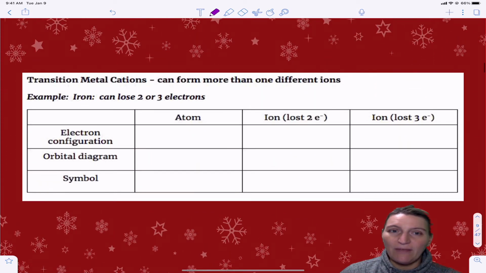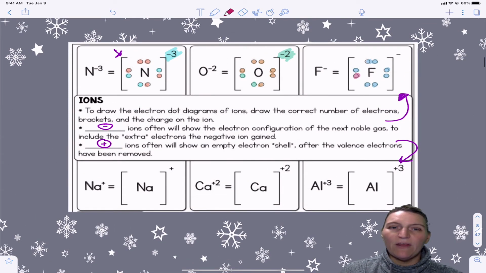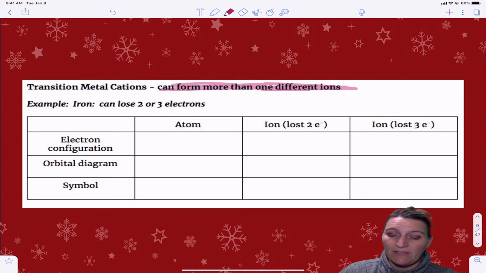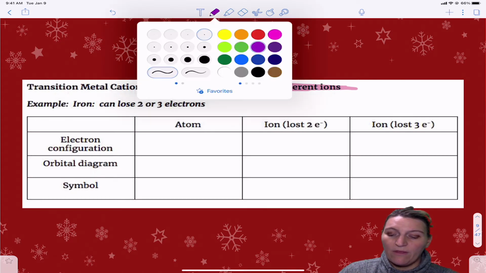Now, transition metals get a little bit trickier, and this is why, because they can form more than one different ion. I'm just going to flip back up here. If you think of nitrogen, nitrogen has 5 valence electrons. How can it become stable? It's got to gain 3. And that is a rule, and it will never form any other ion than 3 minus. But transition metals, one of the properties of them is that they can often form more than one different ion.